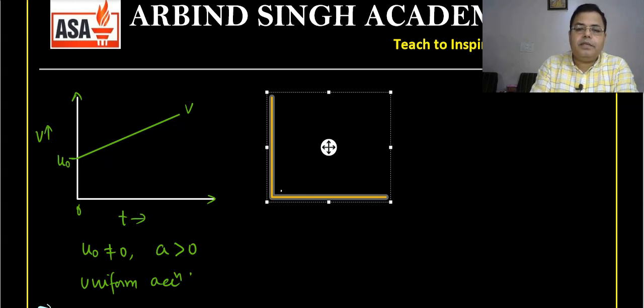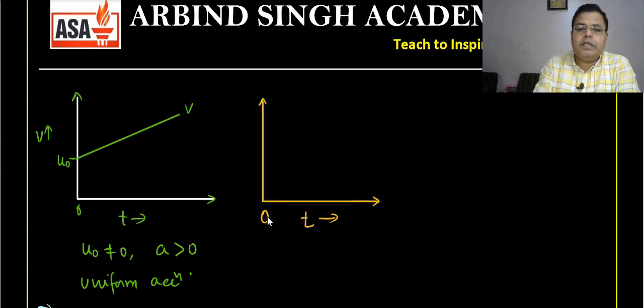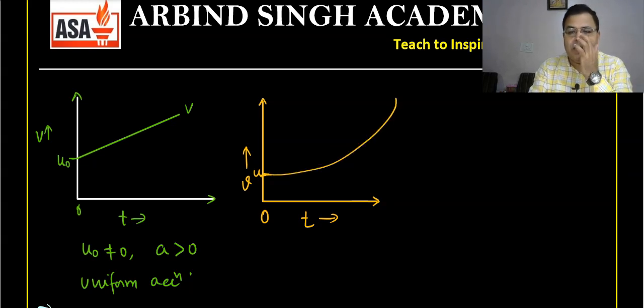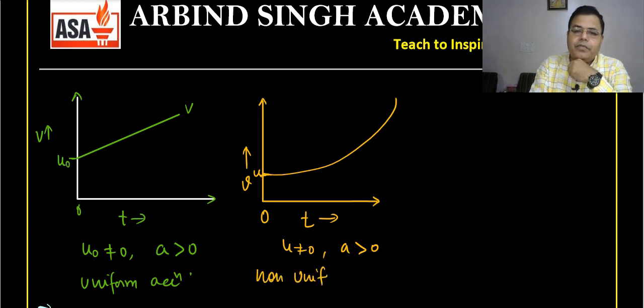Another graph can represent the velocity of a body not starting from zero. This is the origin, this is zero, and this is t. Velocity is increasing on this side. The body starts from u naught, that is u, and the acceleration increases like this. Let me write the graph. So this is also increasing acceleration. Here u is not equal to zero, and acceleration is positive, and that is non-uniform acceleration.